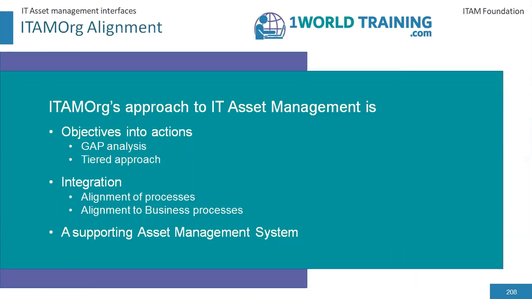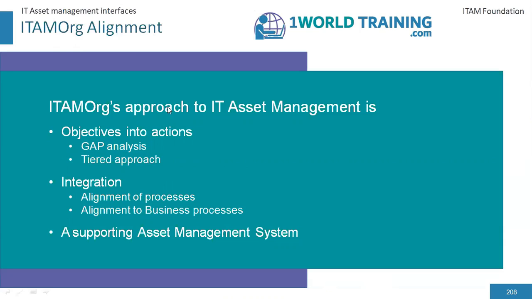ITAMOrg alignment. ITAMOrg's approach to IT asset management is to make objectives into actions with the help of gap analysis and a tiered approach. Hope you remember the tiered approach, tier 1, tier 2, and tier 3, right? Which was talking about trustworthy data, then lifecycle integration and optimization, and then integration, alignment of processes and alignment to business processes. Okay. And lastly, a supporting asset management system.